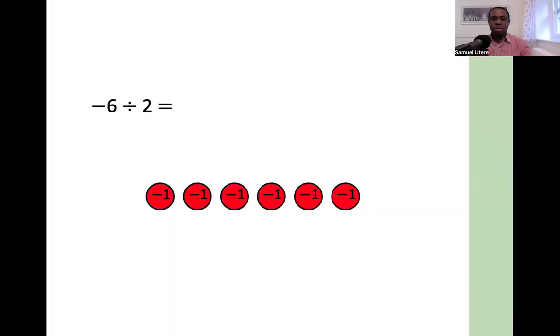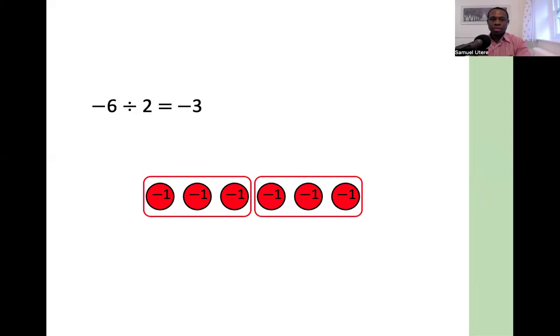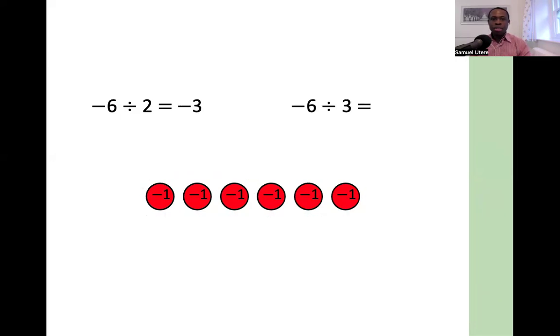All right, let's do some new learning. Just like we can divide or share positive numbers, we can also share negative numbers. So imagine if you have these 6 negative counters and you are asked to split them into 2 equal groups, you're going to have 2 equal groups, and one group represents negative 3. We can also do the same if we have to regroup this into 3 equal groups. That will give us negative 2.